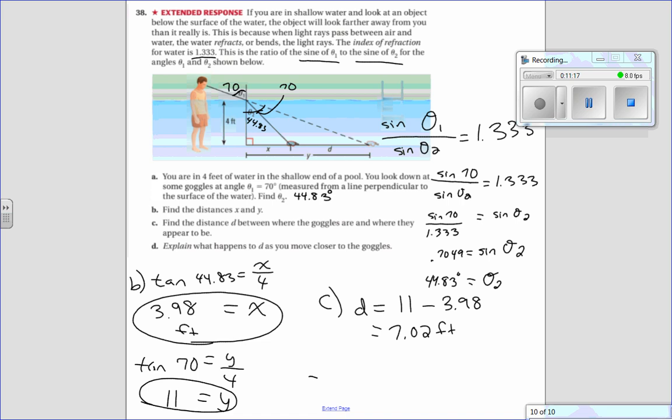And then I'll see if you guys have the answer to this. As that guy walks closer to the goggles, what's going to happen to distance D? Which is the difference of where the goggles are, where they appear to be. Any idea? It's going to actually decrease. So the closer he gets, they're going to actually appear to be closer to where they actually are, because when he gets really close, they're going to appear exactly where they are. So it will get smaller.